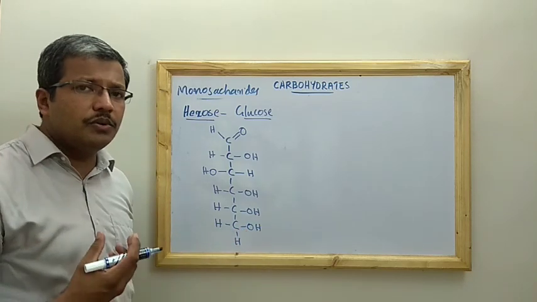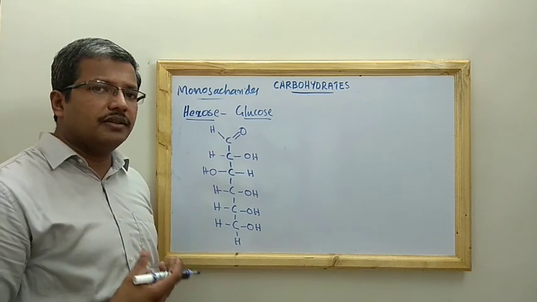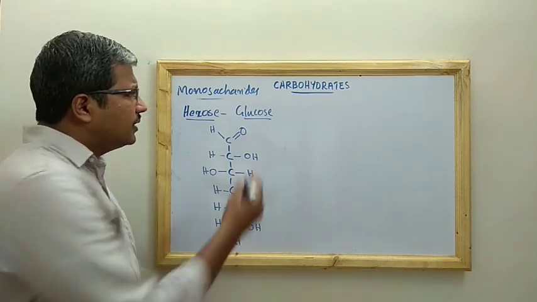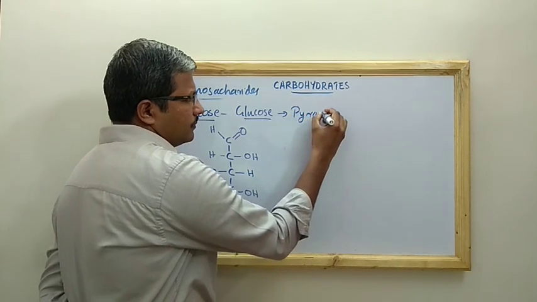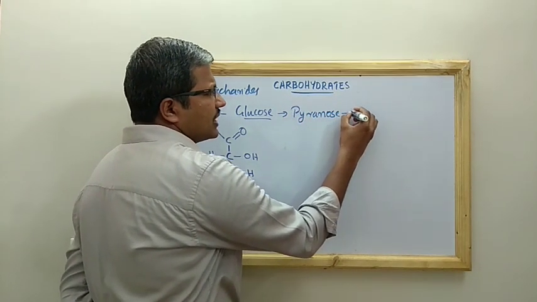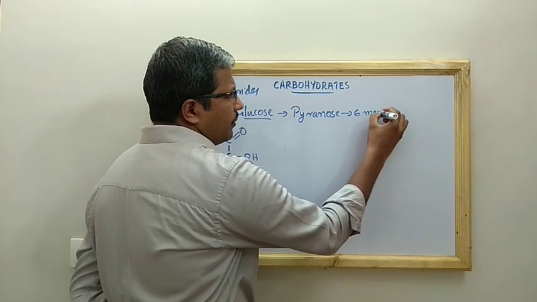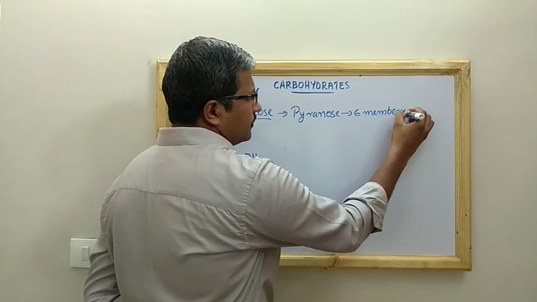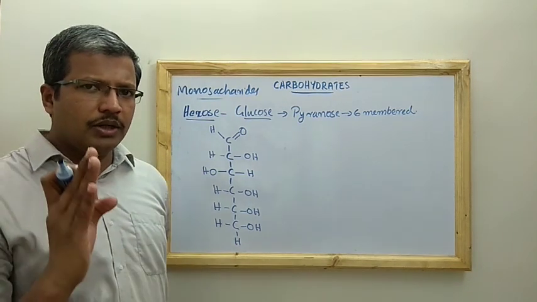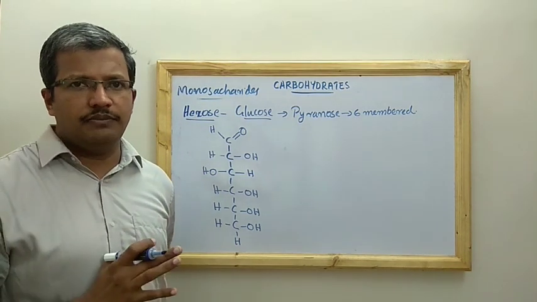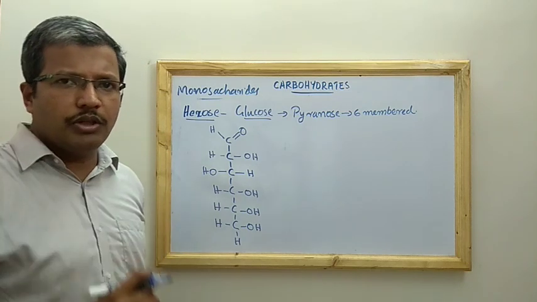Now we want to know how it actually forms the ring structure. Glucose can form a pyranose ring structure, and it is a 6-membered ring. One member will definitely be oxygen. So let us see how this will be formed.